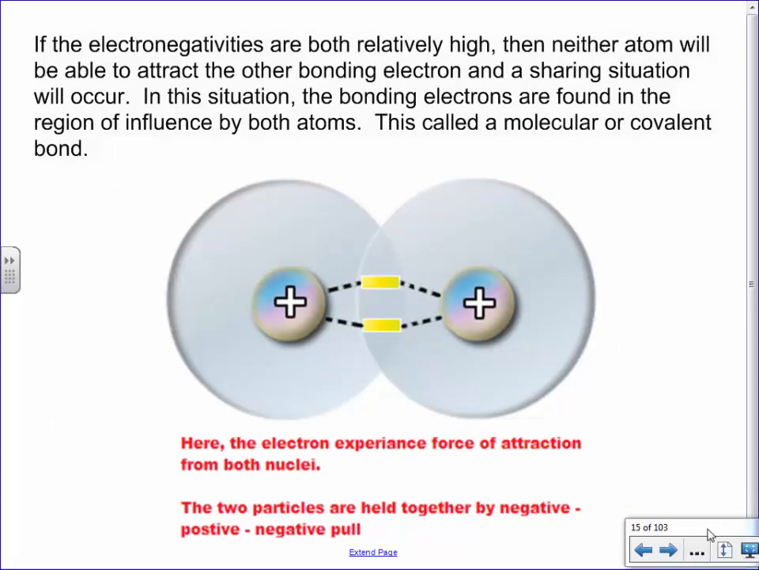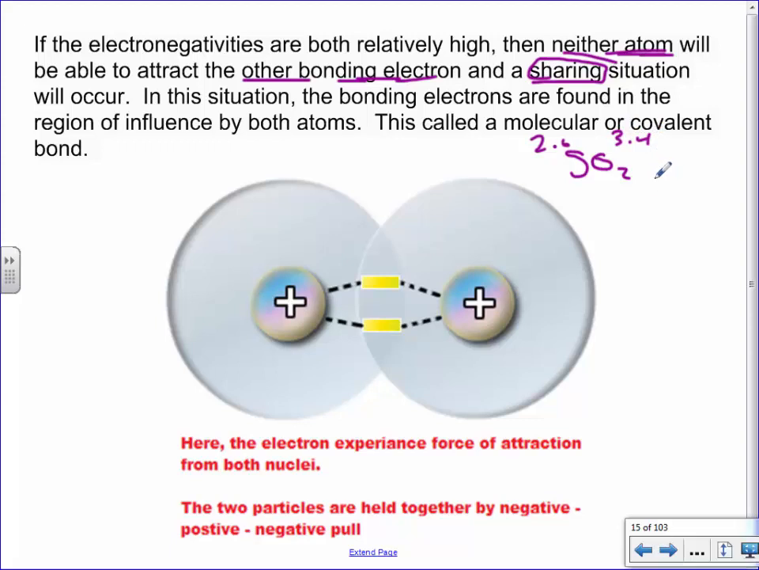Okay. So let me just read through my slide here. If electronegativities are both relatively high, neither atom is able to attract the bonding electron, and a sharing situation occurs, like the one I just showed you between carbon and oxygen. Why don't I do another really common one? Let's do S and O. You know this compound here, SO2? It's sulfur dioxide. If I were to ask you how things are going to work between sulfur and oxygen, you'd say, well, sulfur has a ranking of 2.6, and oxygen has a ranking of 3.4.